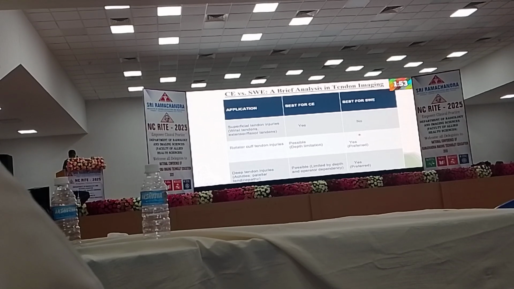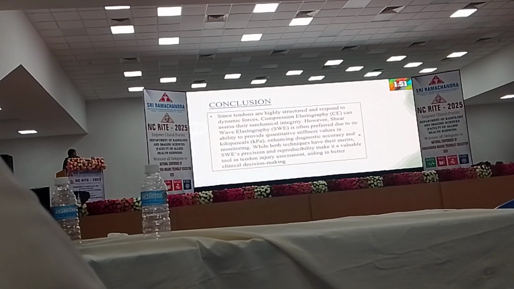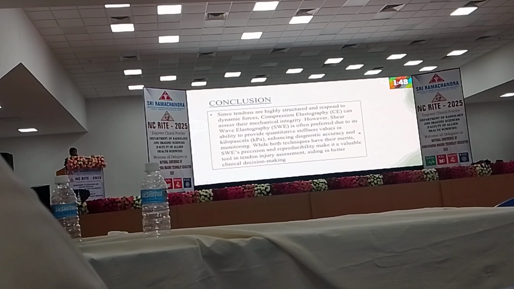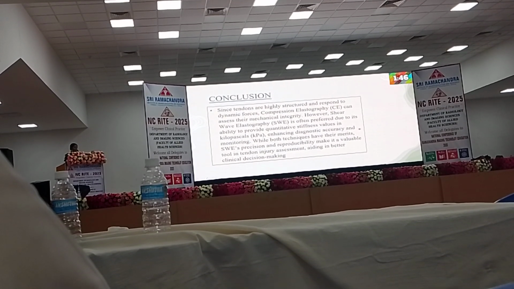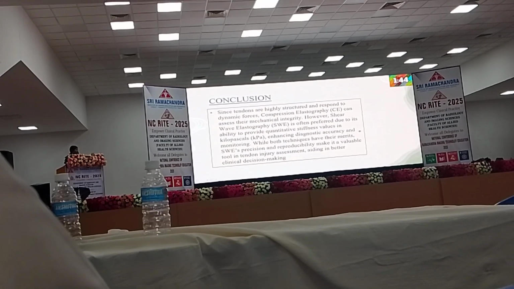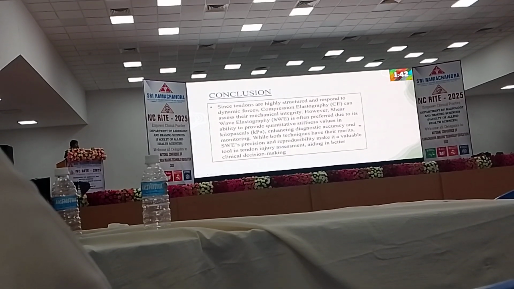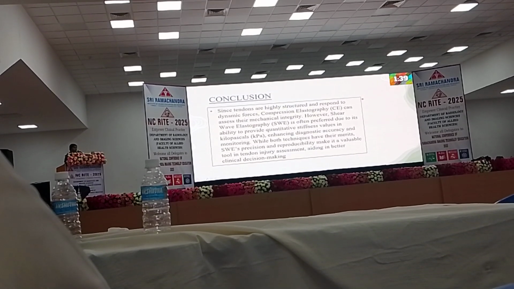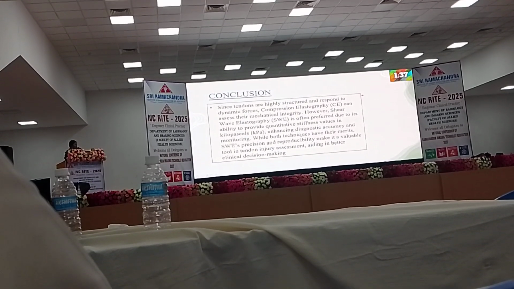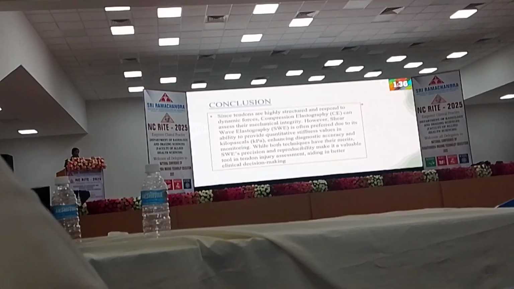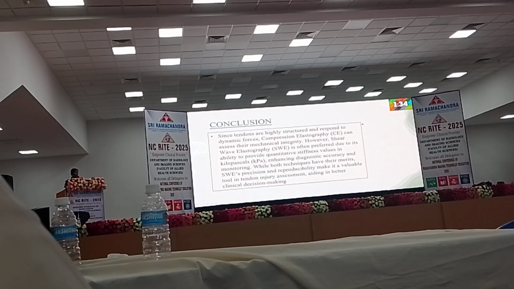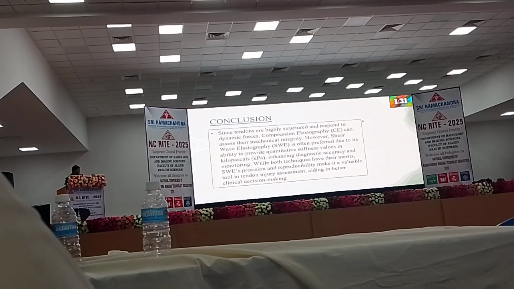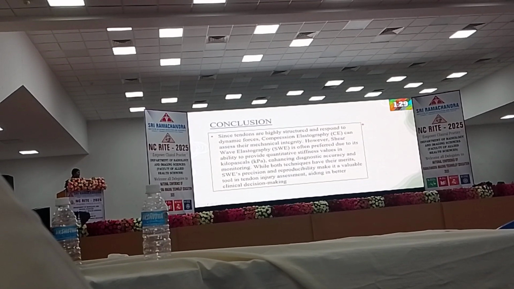So that's it. Since tendons are highly structured and respond to dynamic forces, compression elastography is suitable for viewing the image, but shear wave elastography is much more a quantitative analysis, in kilopascals, enhancing diagnostic accuracy and monitoring. SWE is considered much more preferable in diagnostic accuracy. Even though both have their own application levels which give good diagnosis, SWE is considered more due to its depth and considerability, aiding better clinical decision making.